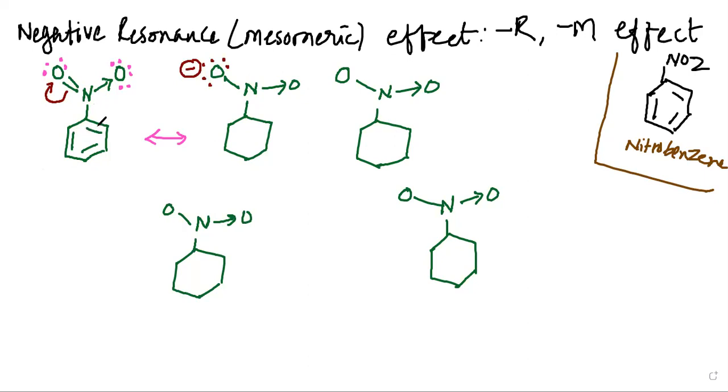Now, does this electron from the double bond go to the carbon? Actually, this is what does not happen. But this electron from the double bond goes and makes the double bond between the carbon and nitrogen. So there will be a double bond on carbon and nitrogen. And my dear students, there is a negative charge on the oxygen.